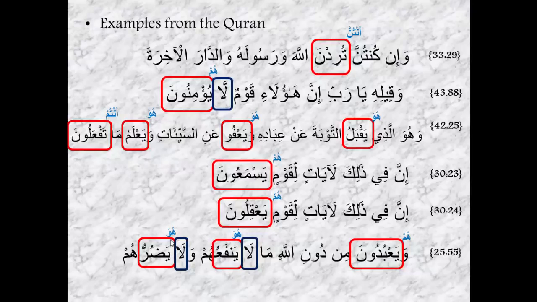Now, why is that the case? What is the huwa here? The huwa is actually referring back to the ma, that, so whatever it is here that they are worshipping. وَيَعْبُدُونَ مِن دُونِ اللَّهِ مَا لَا يَنفَعُهُمْ وَلَا يَضُرُّهُمْ. The conjugation is for the ma. That's why we have huwa in both cases.